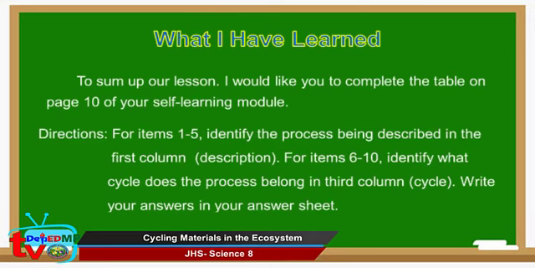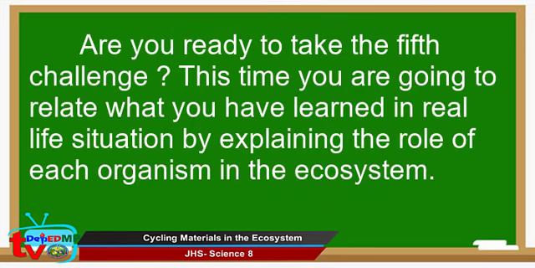To sum up our lesson, I would like you to complete the table. For items 1 to 5, identify the process being described in the first column. For items 6 to 10, identify what cycle does the process belong in the 3rd column. Write your answers in your answer sheet. Are you ready to take the 5th challenge? This time, you are going to relate what you have learned in real-life situation by explaining the role of each organism in the ecosystem.